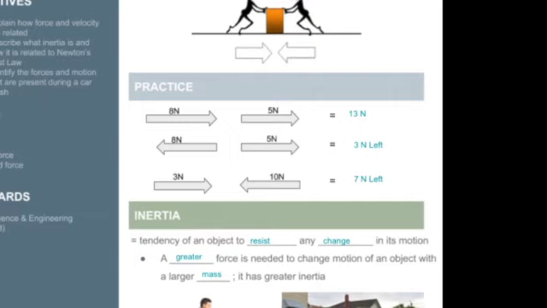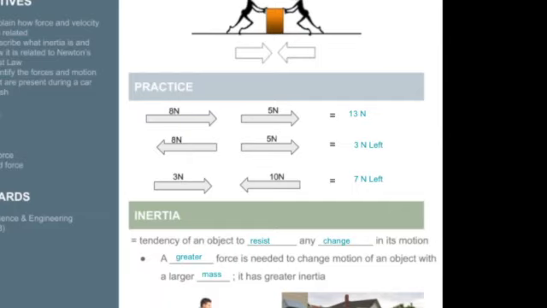For the next one, we have 8 newtons to the left, and then 5 newtons to the right. Since they're in opposite directions, they're going to subtract from each other. So 8 minus 5 newtons gives us 3 newtons, and because 8 to the left is bigger, the motion is going to be to the left. So 3 newtons to the left is our net force.